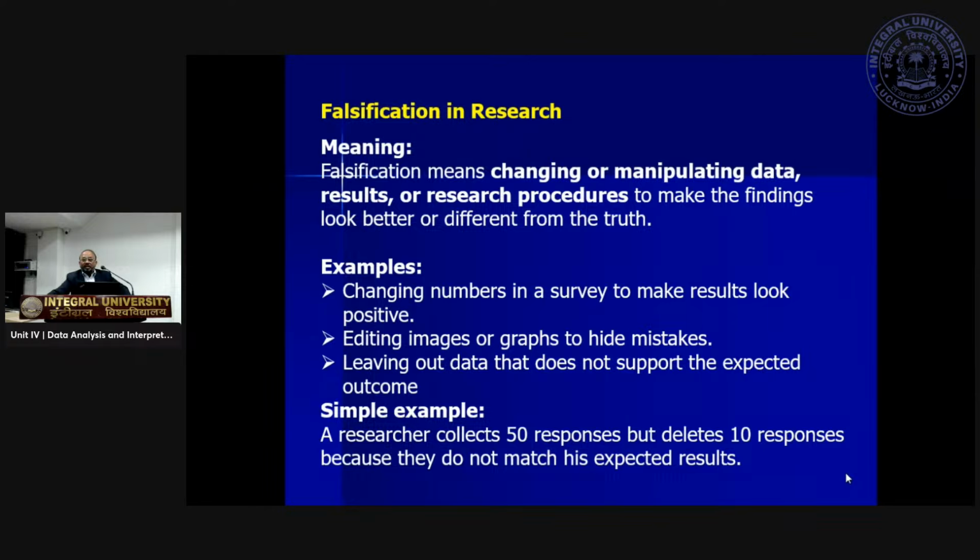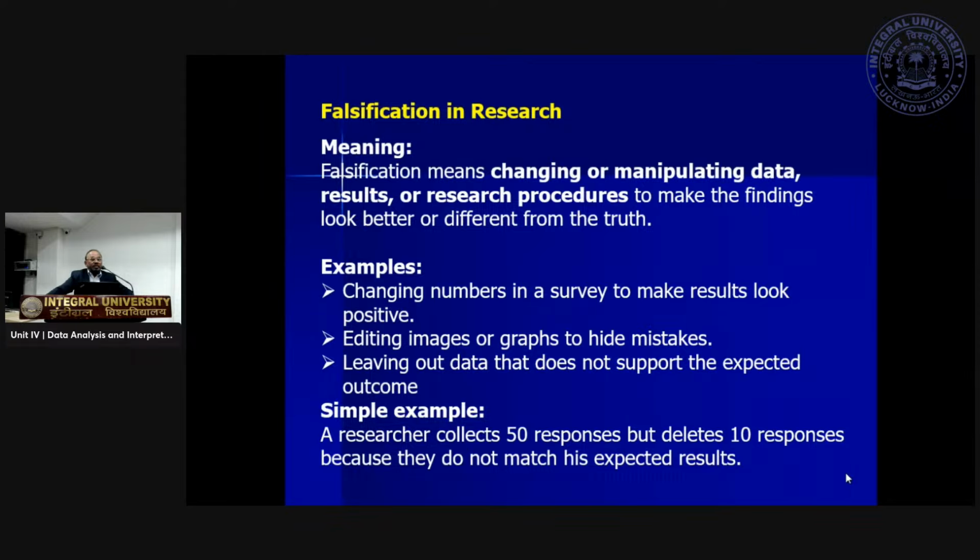You removed that data which is not coming into your results, or with which your hypothesis is not being supported. The simple example of falsification is that a researcher collects 50 responses but deletes 10 responses because they do not match his expected result. This is not allowed. You cannot delete the responses. You have to mention them in your results.